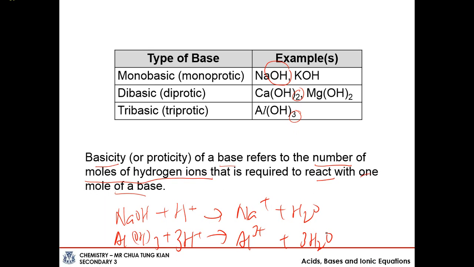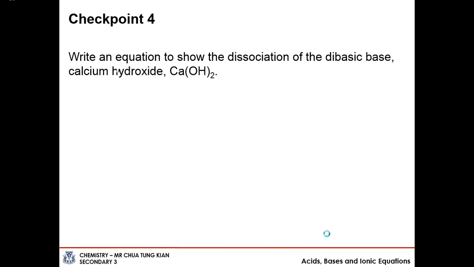Okay, simple. So let's do a quick checkpoint 4 on the simple equation to show the dissociation of a dibasic base here, calcium hydroxide. So it's just this, gives us Ca2+ and 2OH-. So state symbols in (aq), (aq), and (aq).